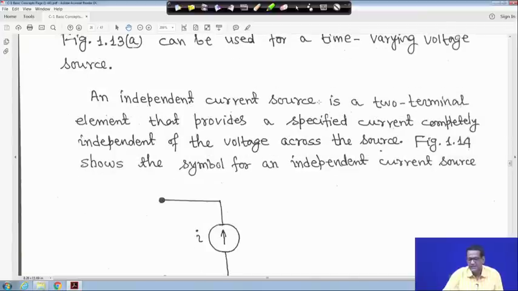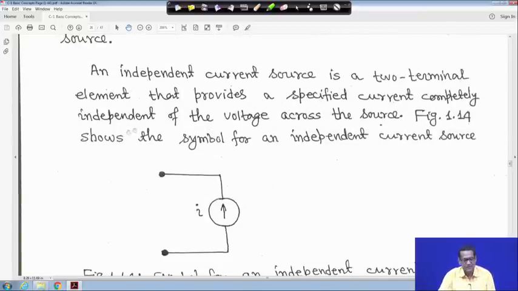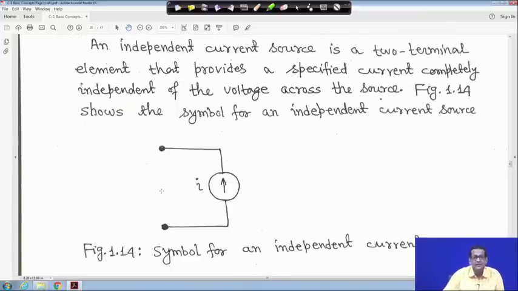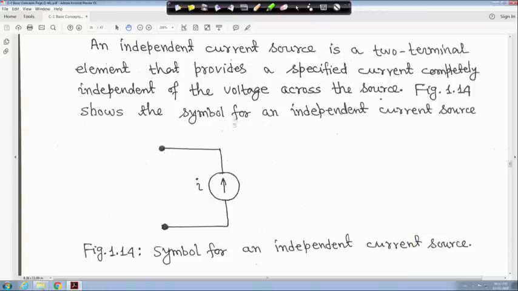An independent current source is again a two terminal element that provides a specified current, completely independent of the voltage across the source.